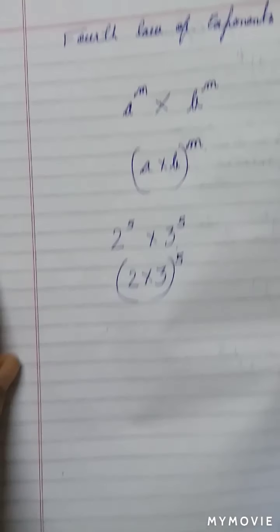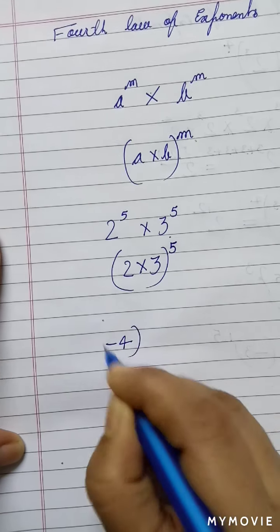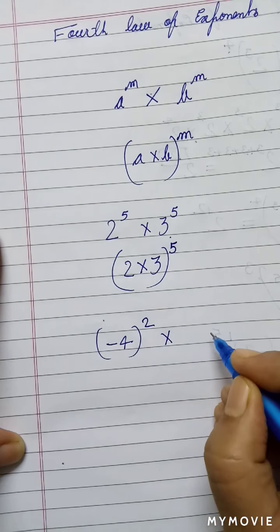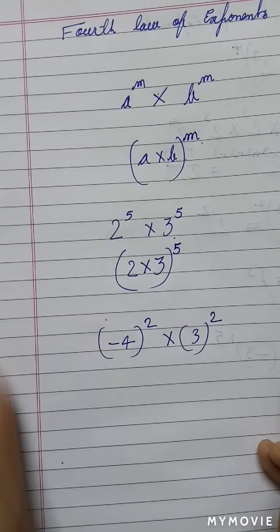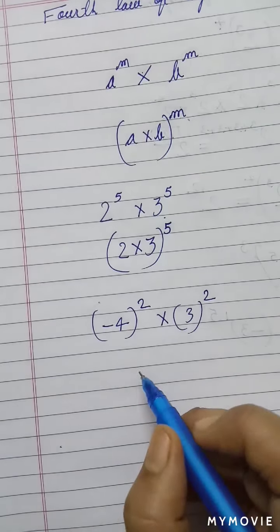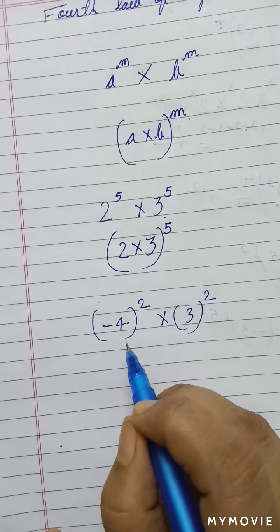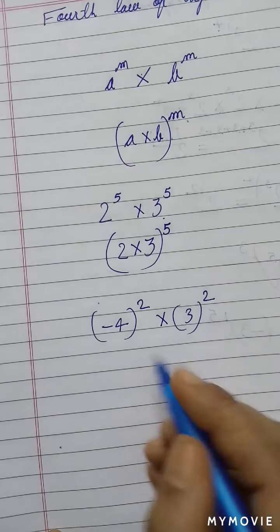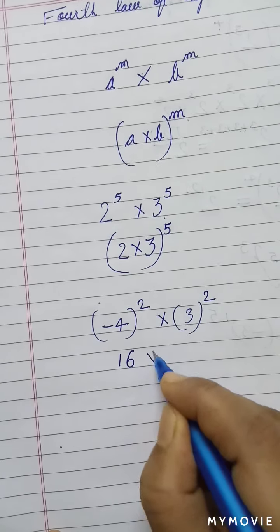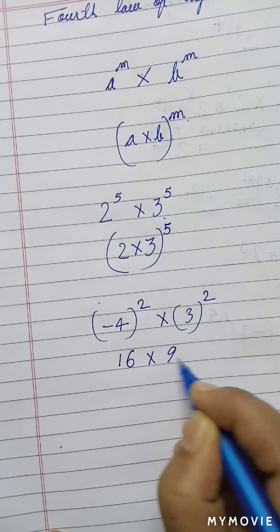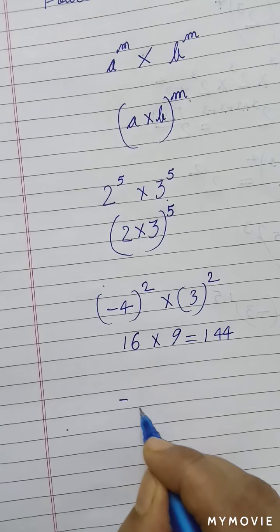Let's understand it with the help of one more example. Say, so here we will first solve it as usual and then we will verify the result after solving it with the help of the fourth law of exponents. So minus 4 raised to the power 2 is 16. 3 raised to the power 2 is 9. So it's 144. And let's solve it with the help of the fourth law.